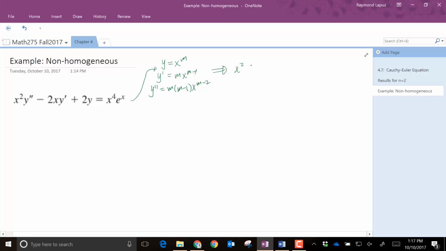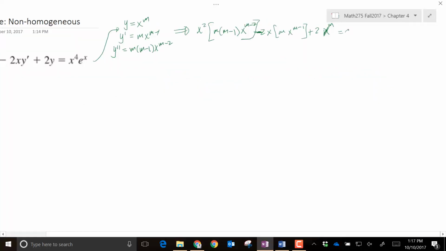So we have x squared times m times m minus 1 x to the m minus 2. And then we have a minus 2x times, oops, I keep putting big parentheses around that. All right, minus 2 times x times m x to the m minus 1 plus 2y, and y is equal to x to the m. And that's equal to 0.